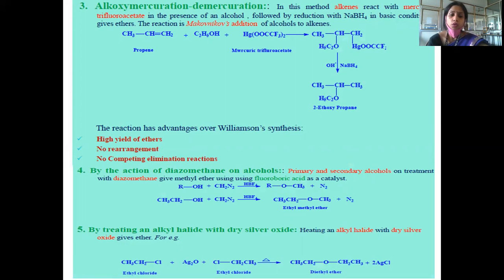Next, we see the action of diazomethane on alcohol. Diazomethane is CH2N2. This reaction occurs in the presence of HBF4, that is fluoroboric acid, as catalyst. Simply, CH2N2 breaks down such that N2 gets released and the CH2 gets incorporated in the alcohol, and we get the respective ether. The next is the treatment of alkyl halide with dry silver oxide. When two alkyl halide molecules react with silver oxide, we get AgCl and diethyl ether as the product.